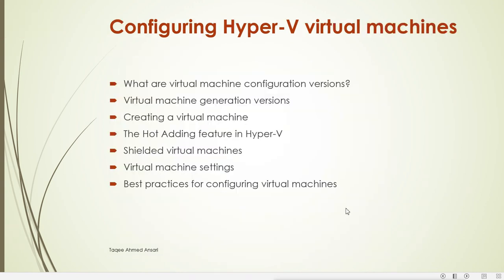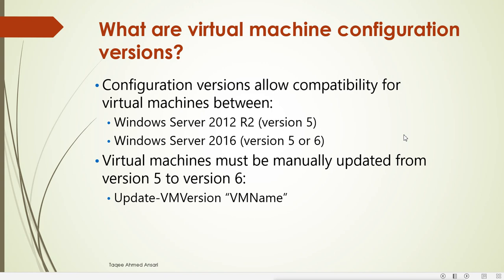Now, how to configure the Hyper-V virtual machines. After installing the role, we are ready to configure the virtual machines. Now what are the virtual machine configuration versions we have? Configuration versions allow compatibility for virtual machines between Windows Server 2012 R2, which is version 5, and Windows Server 2016, which is version 5 or 6. So in Windows Server 2012 it was version 5, and now in 2016 it can support version 5 and also the new version 6. Then the virtual machine must be manually updated from version 5 to 6.